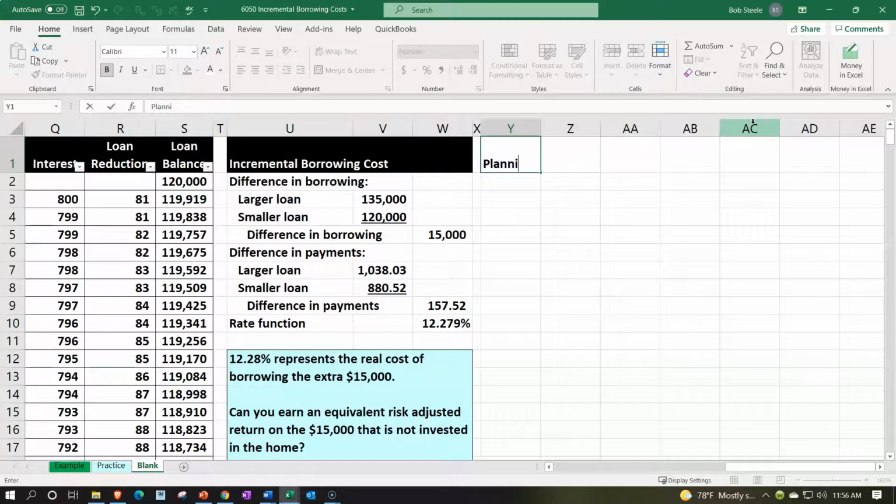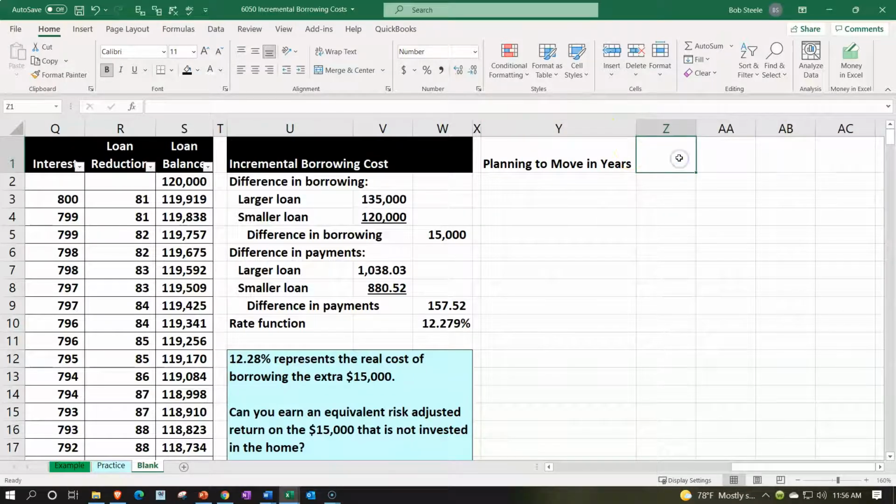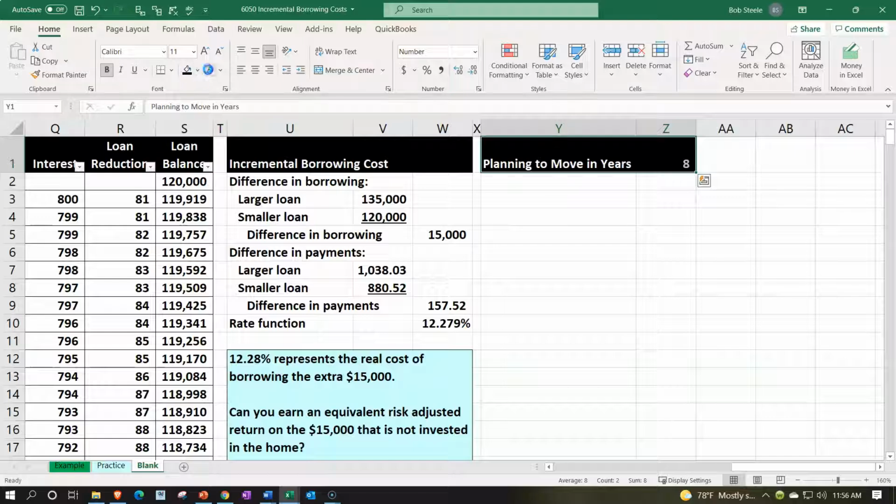So we're going to say planning to move in years. I'm going to put years, and then I'm going to put 8 in my description up top. So we can use that 8 right there in cell E1 to reference when we do our calculations. Going to make this black and white. Up top, black and white. There we go. So what we need, added information to figure this out, are the ending loan balances, which we could do with a formula or just pull them from the amortization table.